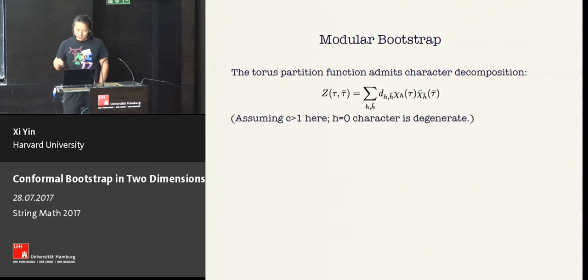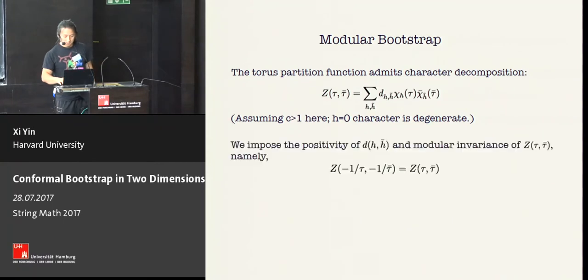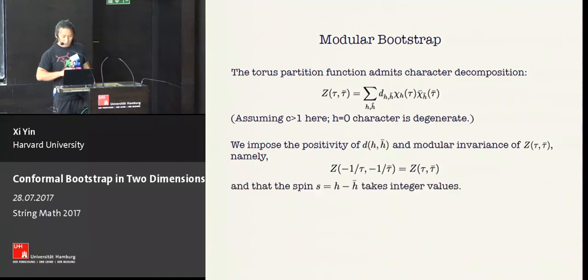By the way, just for simplicity of notation, I'm going to assume c greater than 1, and apart from the vacuum character with h equals 0, all the others are non-degenerate. I'm just going to impose not even the integerness condition on the coefficients, but just that they're positive, and that Z is modular invariant, and see what we can say about this. And I'll also impose that the spins of the primaries are integers, as required by modular invariance.